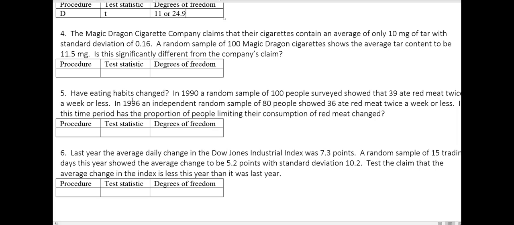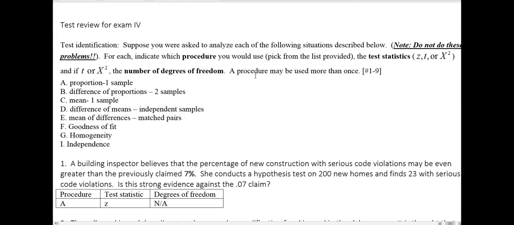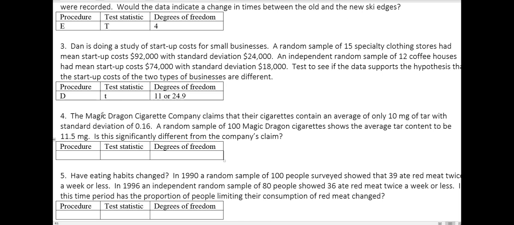Okay, so let's first start off with means, proportions, or chi-square. The measurement, or what I'm measuring as far as data goes, is the amount of tar in the cigarette. So clearly I'm expecting numbers like 10 or 11.5. So it's definitely a mean analysis. And then I'm given one sample here, so it's some sort of one sample test. One sample mean. Okay, so I would say that would be C.